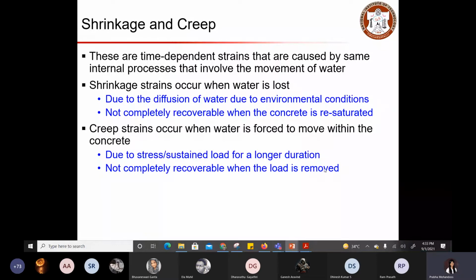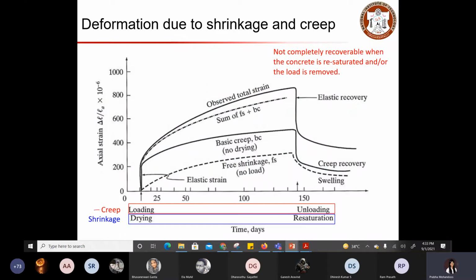So these are general definitions that you can go through: what is creep and shrinkage. The shrinkage strain occurs when water is lost to the environmental conditions, and creep strain occurs when water is forced to move within the concrete under sustained load. Both types of issues are not completely recoverable when the concrete is resaturated. In the case of shrinkage, you expect the moisture to get lost to the environment, whereas creep is related to sustained loading. So when you remove the loading, it will not get completely recovered. This basically indicates the deformation level due to shrinkage and creep.